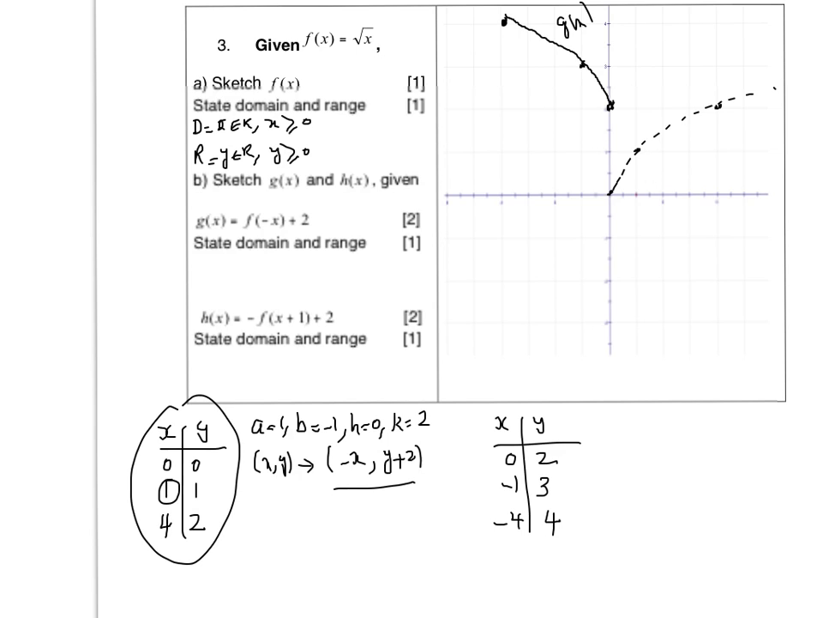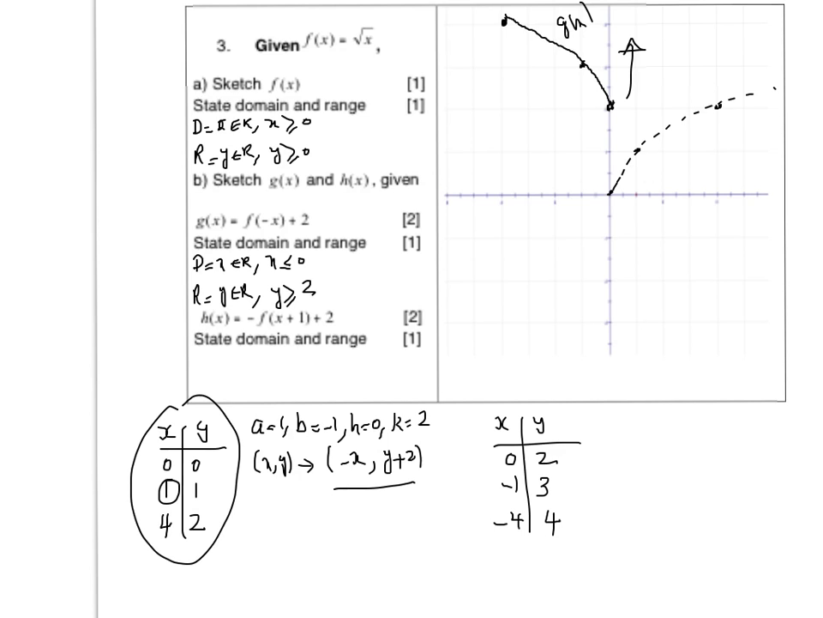Now by looking at the graph, you can see that the domain is x in R, and x has to be less than or equal to 0. Your range is y in R, and y has to be greater than or equal to 2, because y goes upward greater than 2.